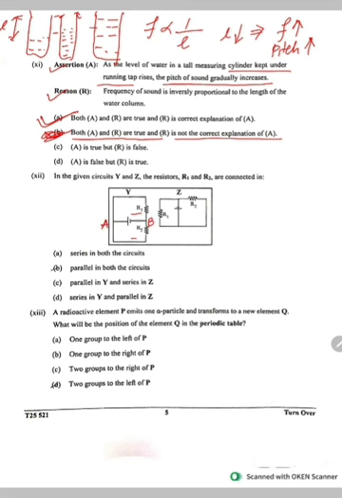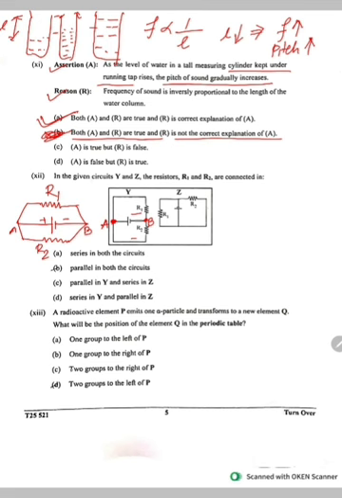Okay, so let's redraw this diagram. This point is A, this point is B. So between A and B, this R1 resistance is connected. And again between points A and B there is one more resistance, that one is R2. So this one is which connection? Parallel connection. So in the Y circuit, R1 and R2 are connected in parallel.